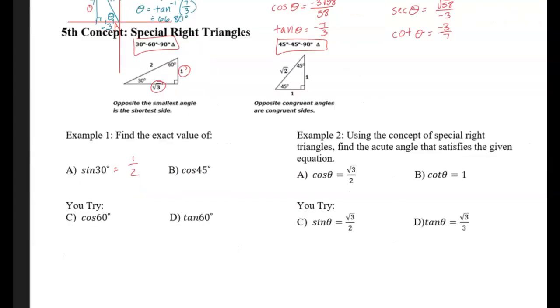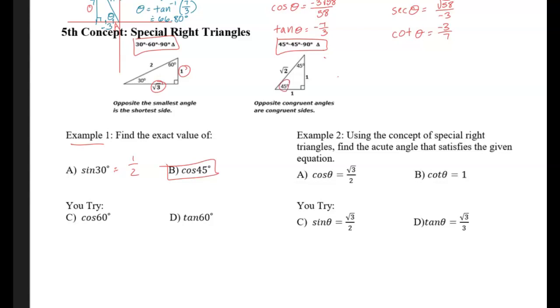So now back to our example 1 here. We're trying to now find the cosine of 45. So that means we're going to be looking over here now at the 45, 45, 90 triangle. And now there are two 45s, so it doesn't really matter which one we choose to deal with.